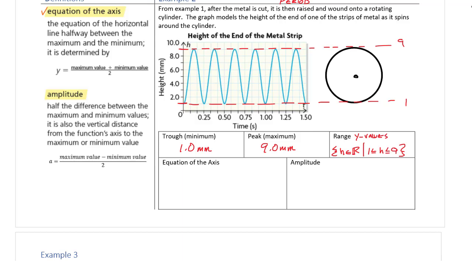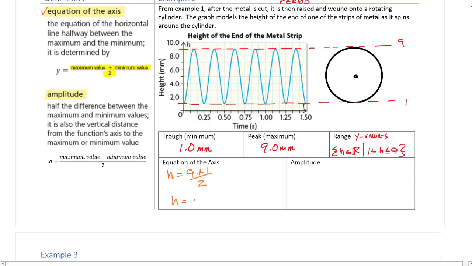And its formula is pretty easy. You're literally just saying the maximum plus the minimum, divided by 2. So in our case, I'll just do it down here in this box. Our maximum, so we're going to say h for this instead of y. They're using y, right? Because it's the dependent value. But we're using h for height. What's the maximum? What's the minimum? Add them together. 9 plus 1, that's 10, divided by 2.